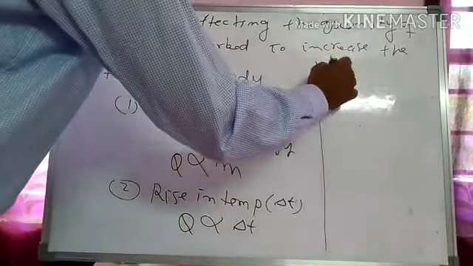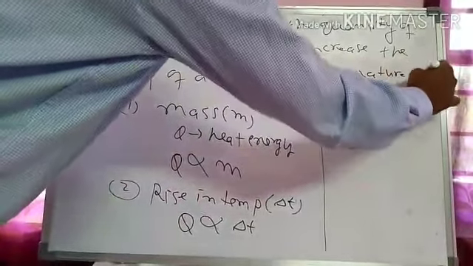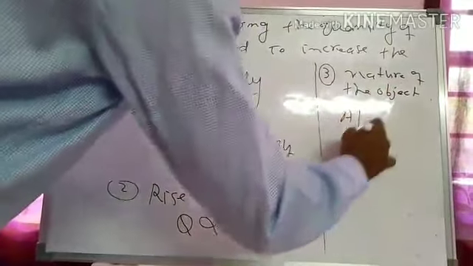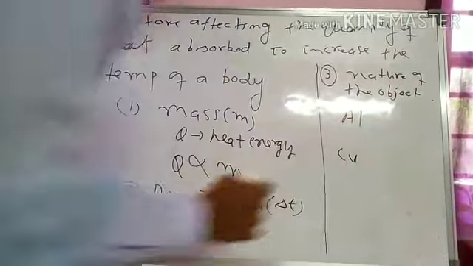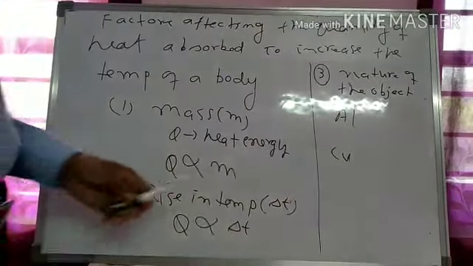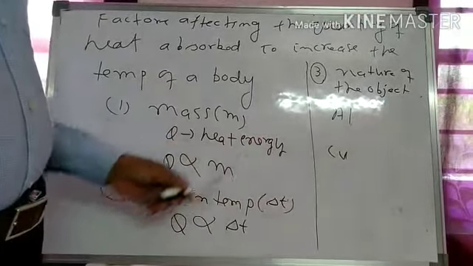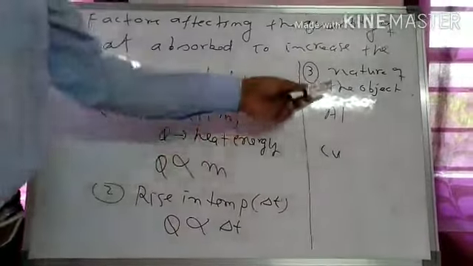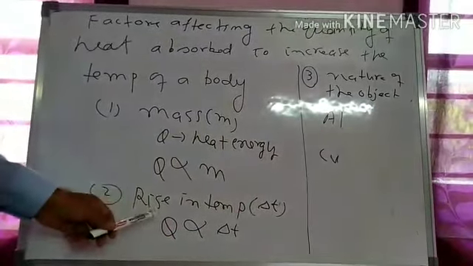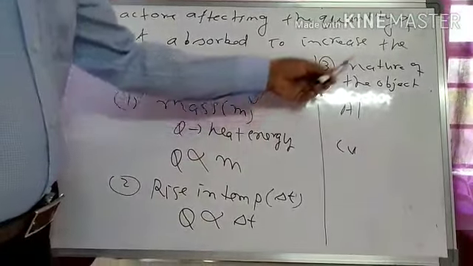Third, nature of the object. Aluminium and copper have different abilities to absorb heat energy. So it depends upon the nature of the object. So three things are there: mass, directly proportional to the heat energy; rise in temperature, directly proportional to the heat energy; then the third one is the nature of the object.